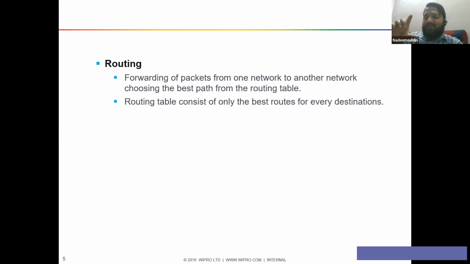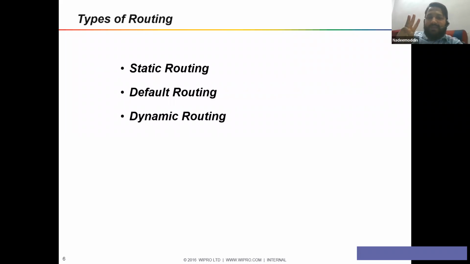So the routing table, it will choose the best path from that routing table, and it does the routing. There are three types of routing: static routing, default routing, and dynamic routing. Remember this: static, default, and dynamic routing.